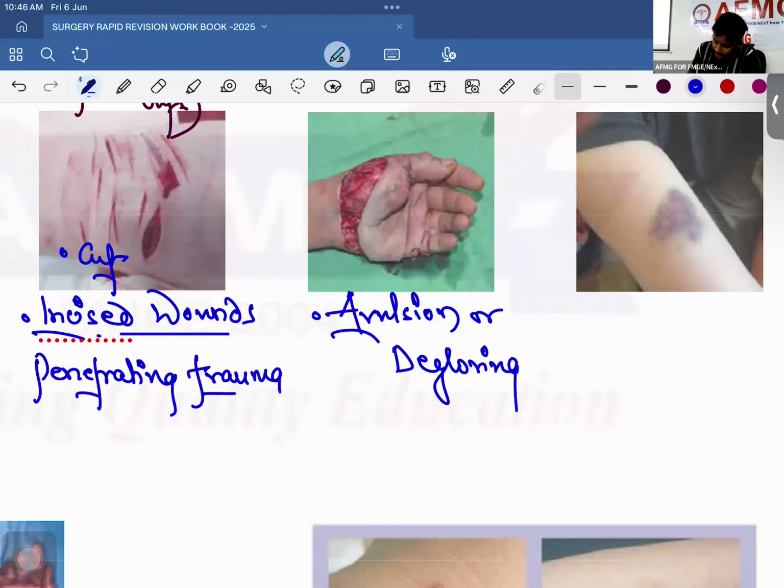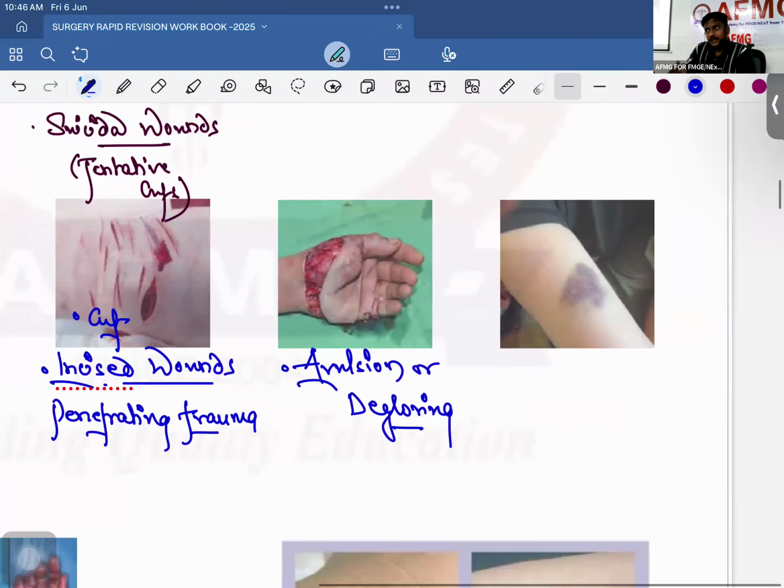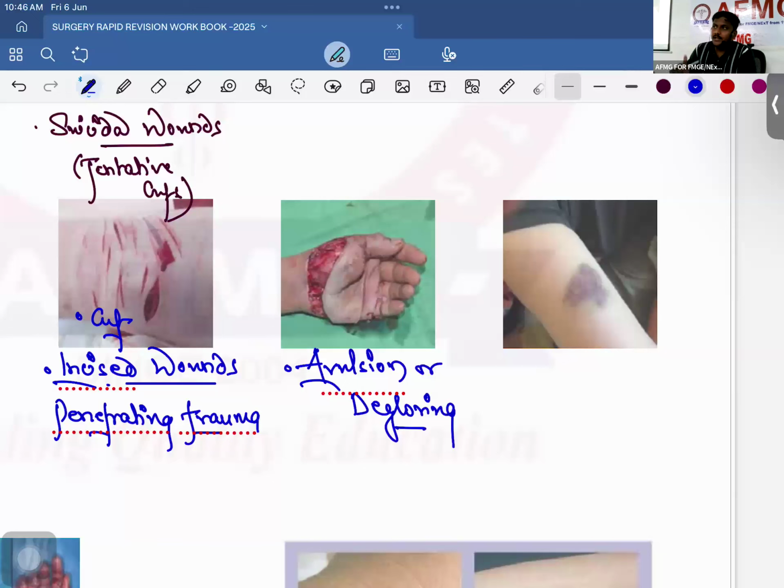Here the separation occurs between which two layers, bolo? So here the separation occurs between subcutaneous tissue and the deep fascia, beta. ठीक है, मतलब the epidermis, dermis and the subcutaneous tissue get separated from the deep fascia. That is what an avulsion or degloving injury is. This type of injury is mainly seen in run over injury. जब कोई गाड़ी चली जाती है ऊपर से.